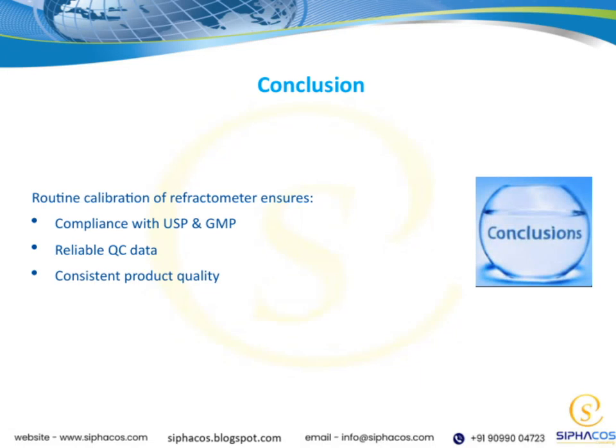Let's wrap up with the importance of routine calibration of your refractometer. By regularly calibrating, you ensure that your measurements stay accurate and consistent. This is crucial for meeting the strict standards set by USP and GMP, which are essential for product safety and quality. Accurate calibration also means your quality control data is reliable, giving you confidence in your results. Ultimately, maintaining this consistency helps you deliver a high-quality product every time. Remember, calibration isn't just a routine task. It's a key part of maintaining trust in your manufacturing process and ensuring customer satisfaction.